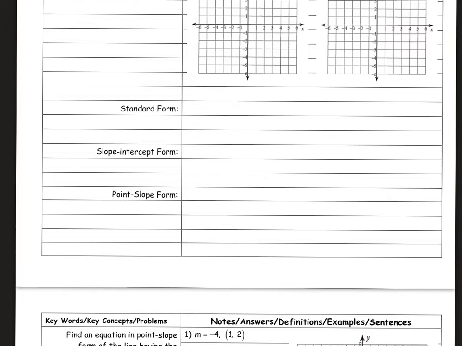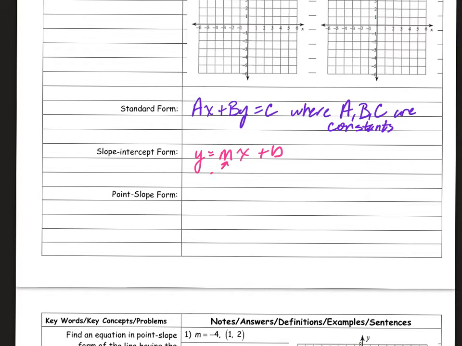So our first definition is standard form, and standard form is ax plus by equals c, where a, b, and c are constants. Okay, just some number. And then we have slope-intercept form, which you guys know is y equals mx plus b, where m is my slope and b is my y-intercept.